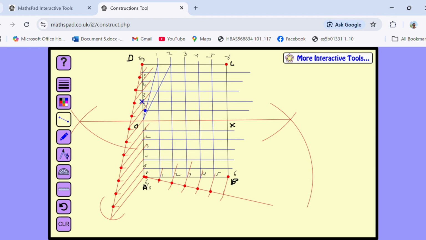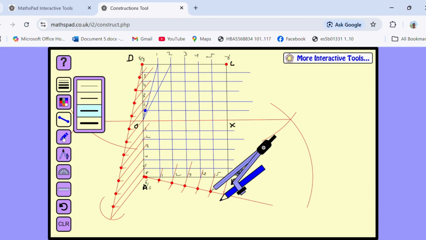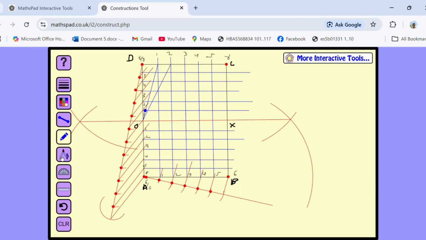For example, this is the point of intersection of the line joining O with 1 in CD and the line drawn from 1 towards CX. Similarly, we find the other points of intersection. We repeat the same procedure for the lower rectangle too to mark the points of intersection in the similar way.